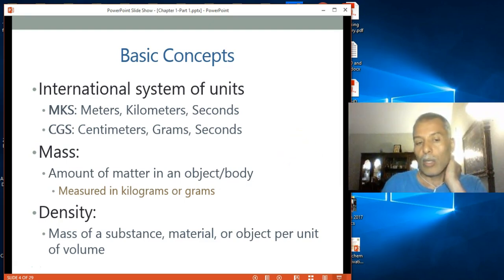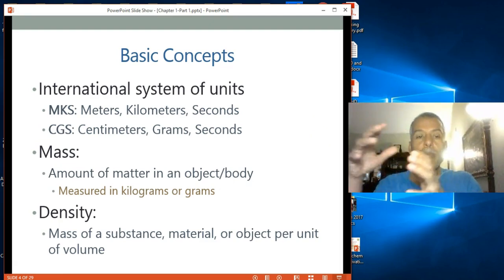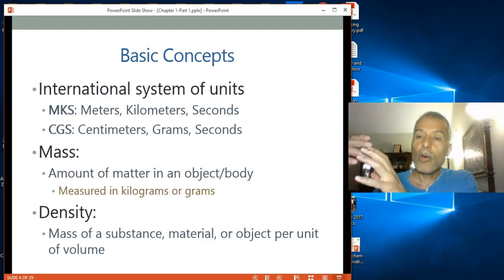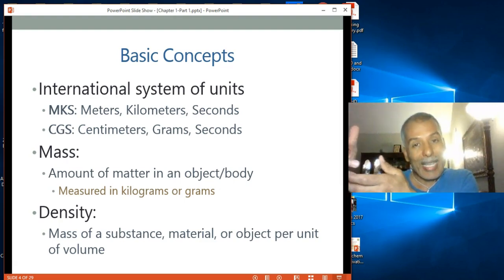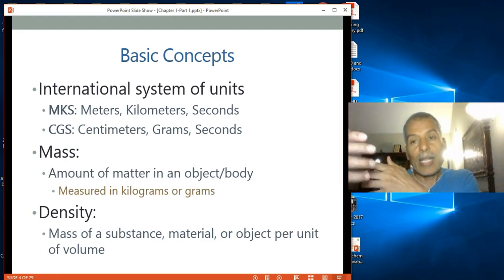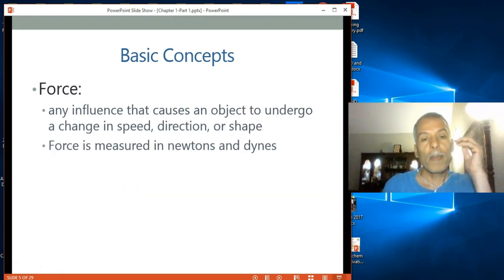So a pound of sand and a pound of cotton. The pound of sand is going to be much smaller than the pound of cotton, even though they both have the same mass, 1 pound, 1 pound. But again, which one is more dense? The pound of sand.